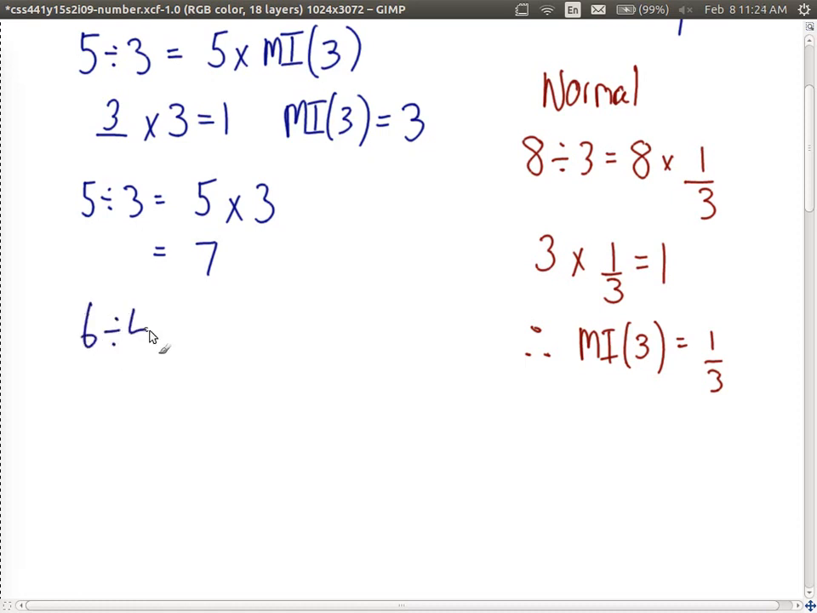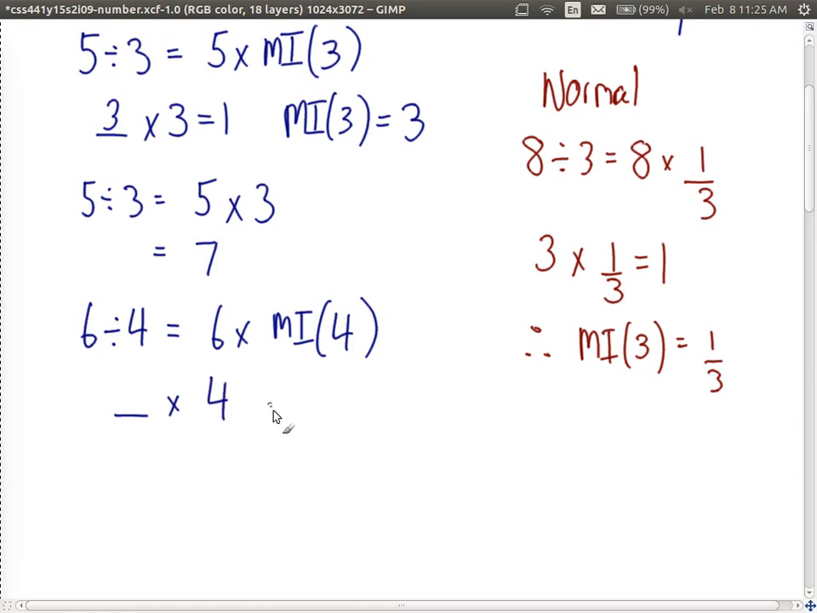Find 6 divided by 4. There are no fractions, there are no negative numbers. The answers are between 0 and 7, the integers between 0 and 7. How do you find the answer? Well, 6 times the multiplicative inverse of 4. So we need to find the multiplicative inverse of 4.